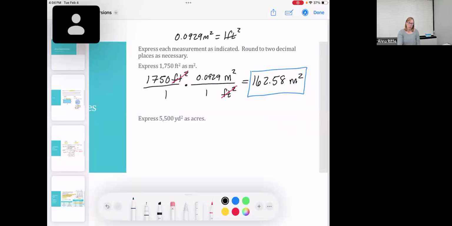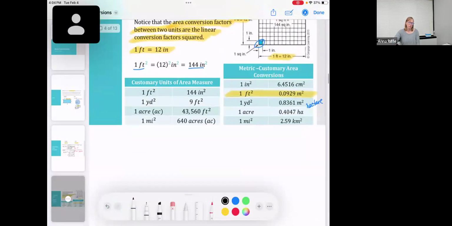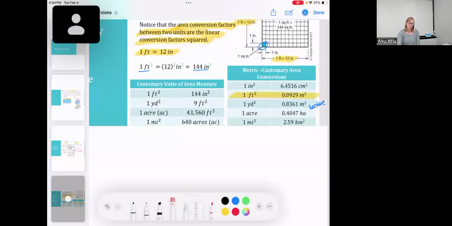Okay, let's do this next one. We're going to express 5,500 square yards as acres. So we're going to begin by writing our starting unit as a fraction. And now we want to find a relationship between acres and yards, square acres and square yards, I should say. So let's jump back to our conversion charts up here.